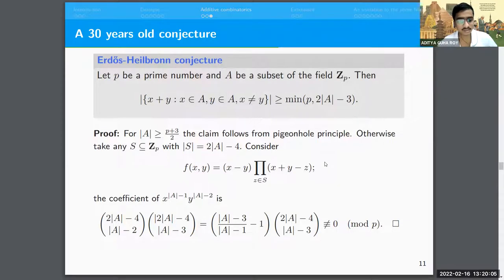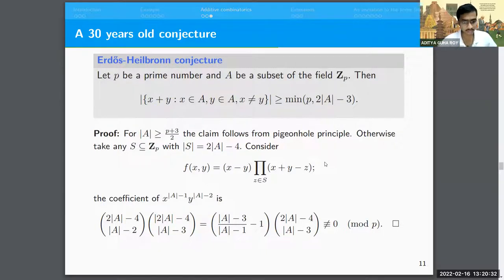We see first of all that if the size of A is greater than (p plus 3) by 2, then the claim follows from the Pigeonhole principle, in a similar way as we did for the Cauchy-Davenport inequality. Otherwise, you take any set S, which is a subset of Z_p with size of S equal to twice size of A minus 4.